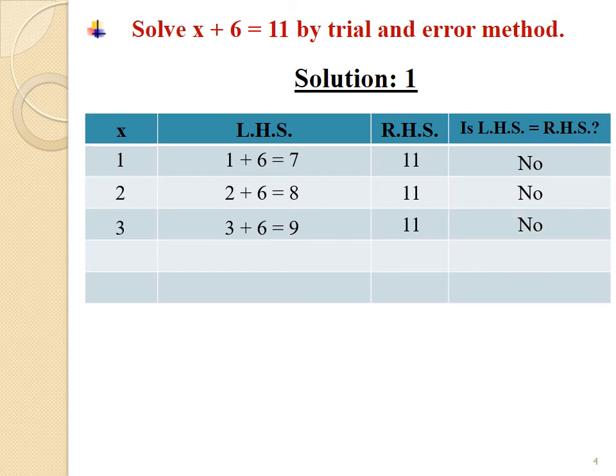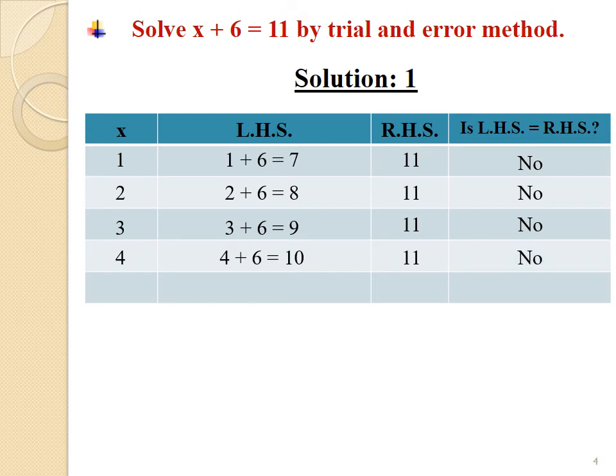Now, let us take the value of x as 4. Now, let us write 4 in place of x and add 6 to it. Thus, adding 4 to 6, we get 10. On right hand side, 11 is given. So, write 11. Since LHS is not equal to RHS, so we have to write no.